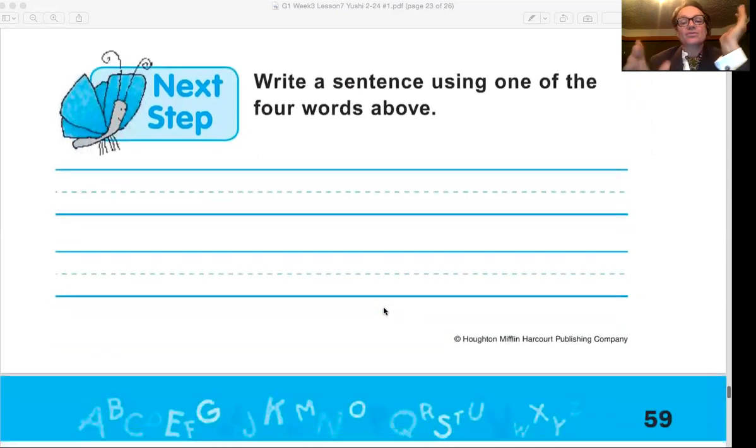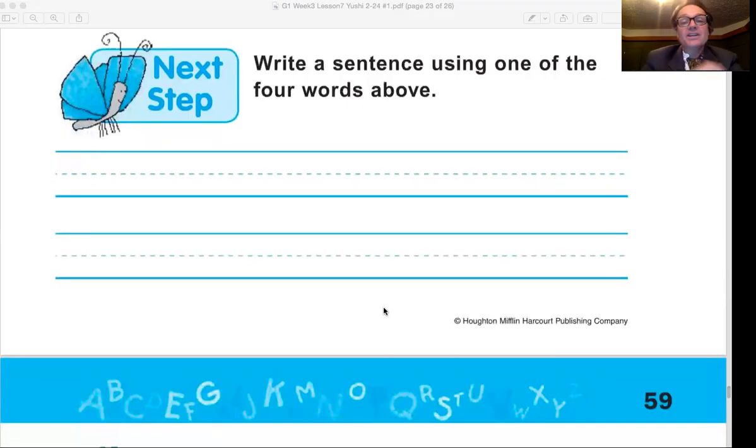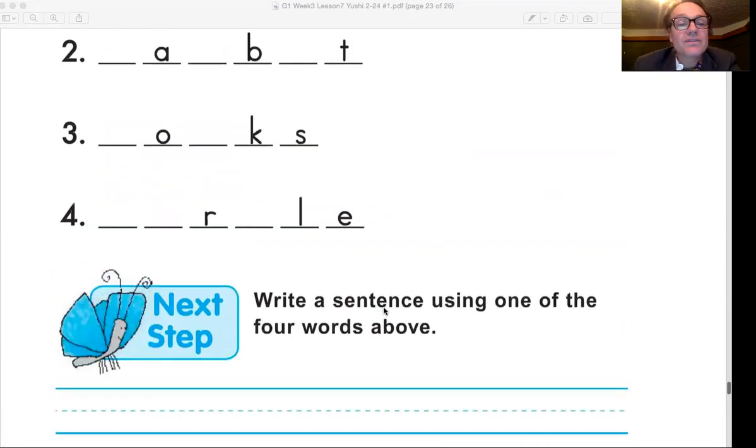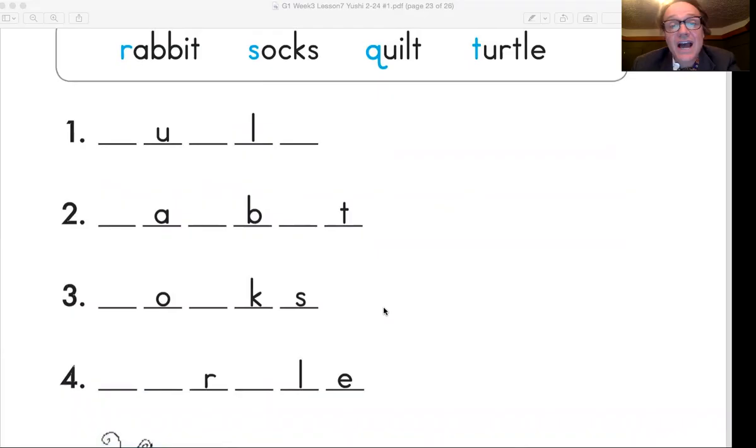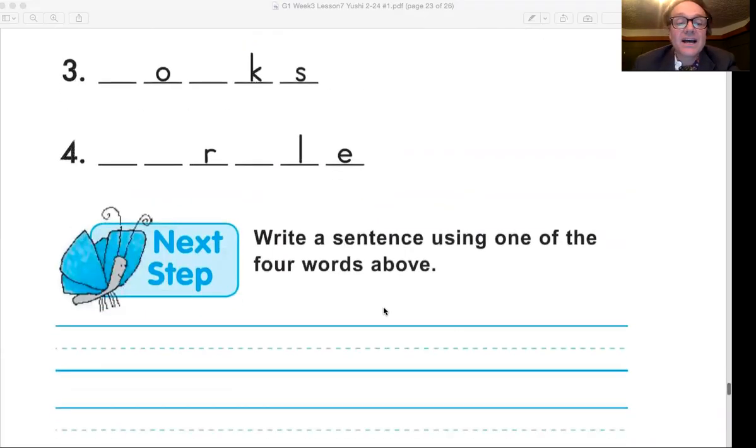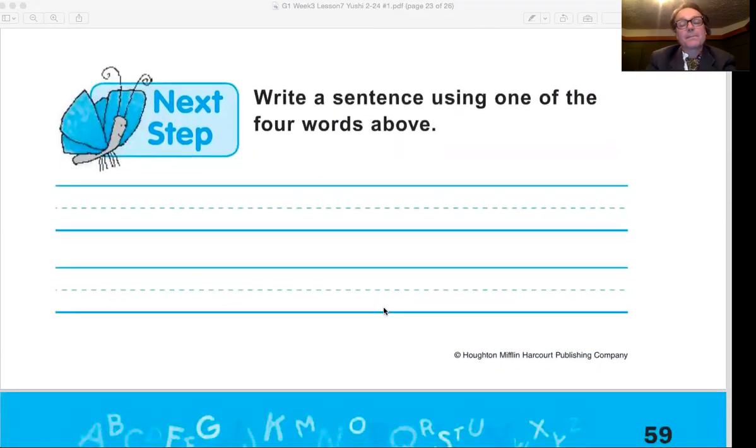Write a sentence using one of the four words above. So you can pause it now, and you should write your sentence, and you have to choose one of these four words: a rabbit, socks, quilt, turtle. Just one of the words, and write a sentence. Pause.